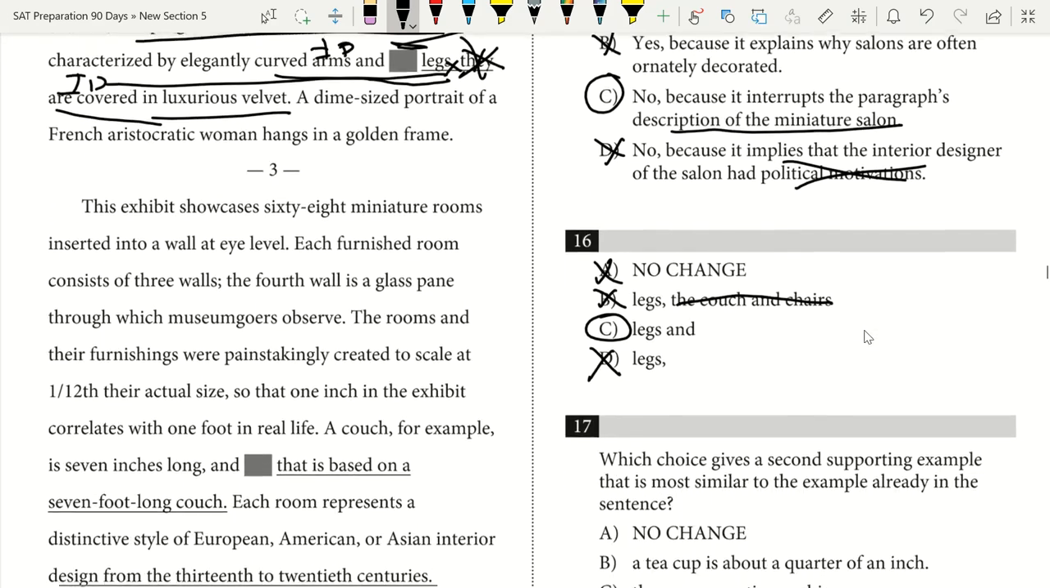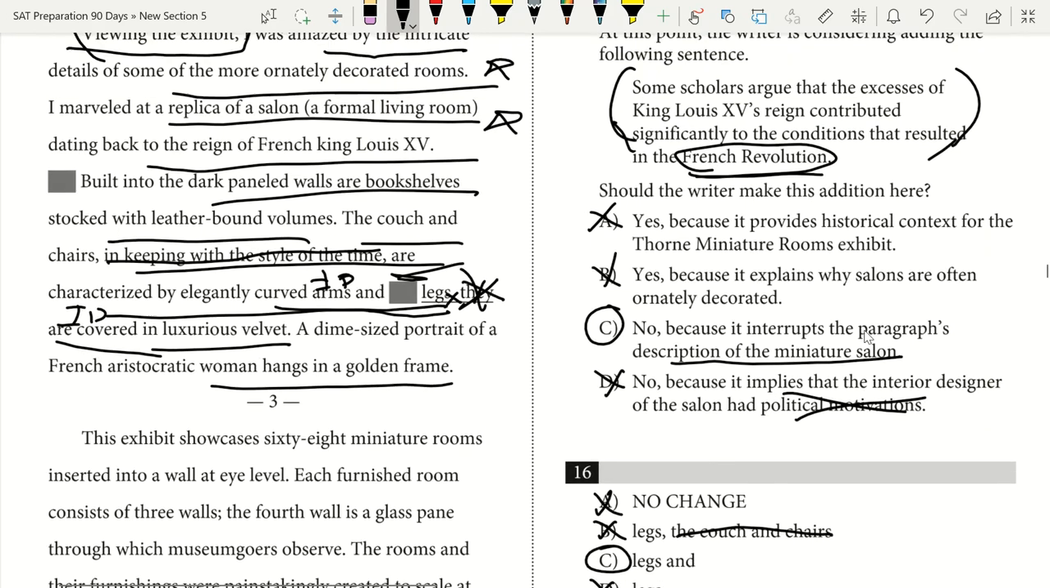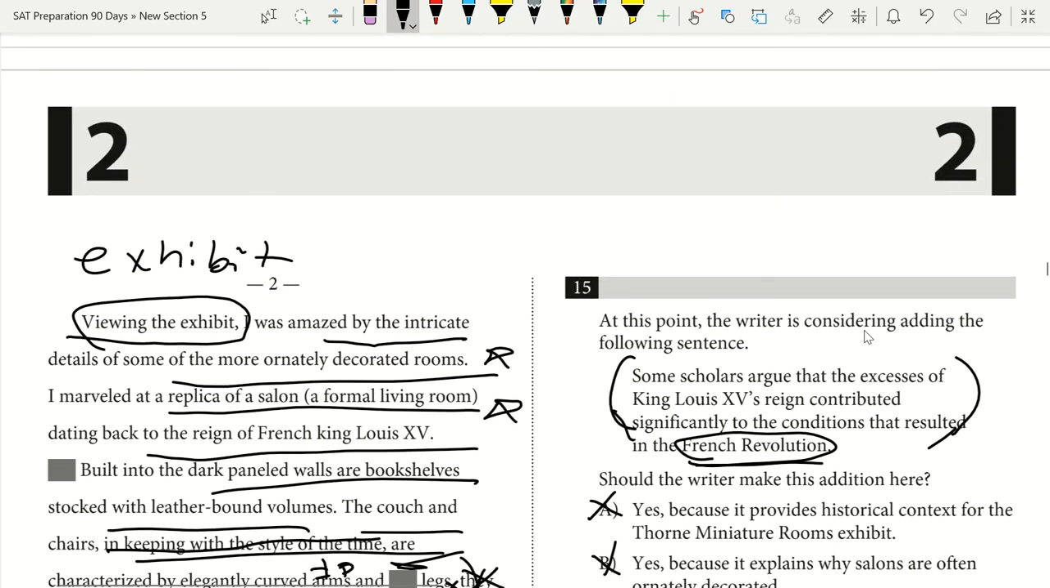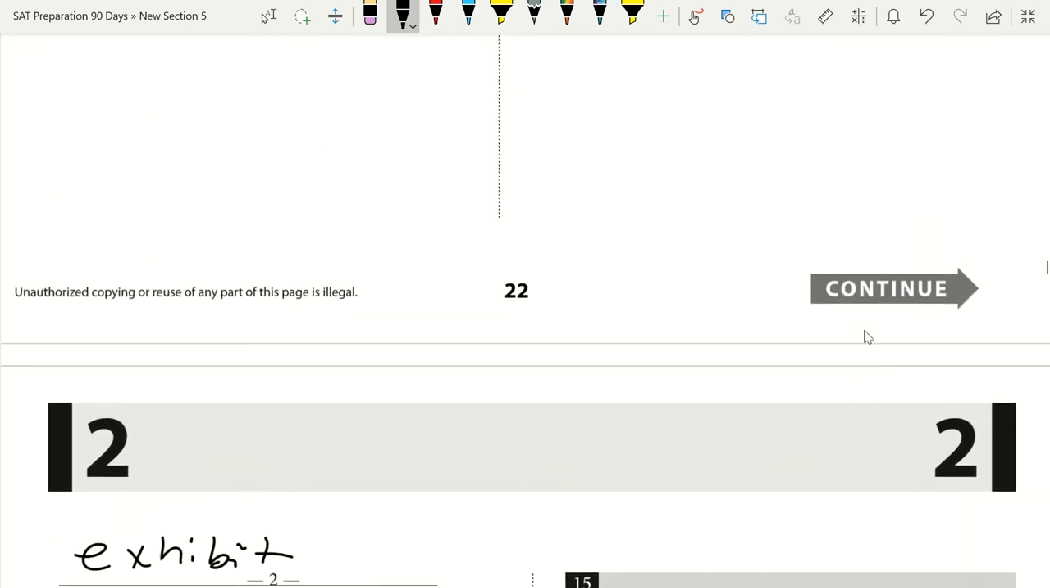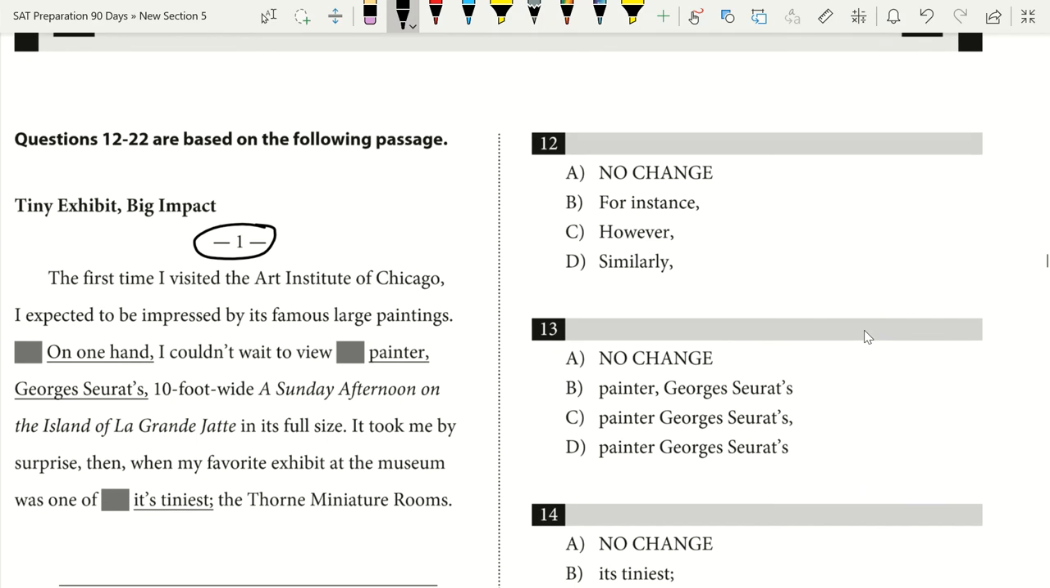That's unnecessary. Okay, a dime-sized portrait of a French aristocratic woman hangs in a golden frame. So the big thing I got from this is we need to be talking about an exhibit before it. So that's where I'm going to look to place it, after we talk about an exhibit. So now we go back to the top and we just read through. First time I visited the Art Institute of Chicago, I expected to be impressed by its famous large paintings.